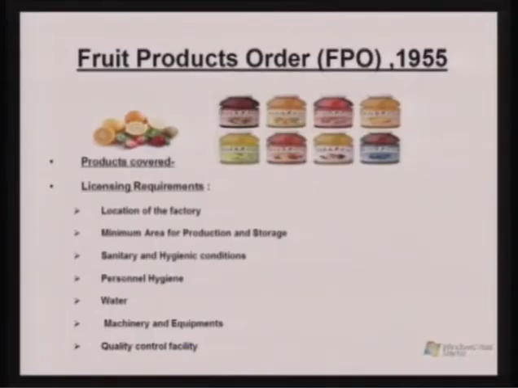Machinery and equipment. The machinery and equipment used for manufacturing of fruit and vegetable products should be designed so that it permits easy cleaning and hygienic production. Required machinery and equipment should be provided for manufacturing of particular products. Machinery and equipment should not occupy more than 50% of the area in the processing hall. Then quality control facility. There should be minimum quality control facility provided in the factory. For small and large scale factories, there should be a quality control laboratory of at least 20 square meter area with a qualified chemist.